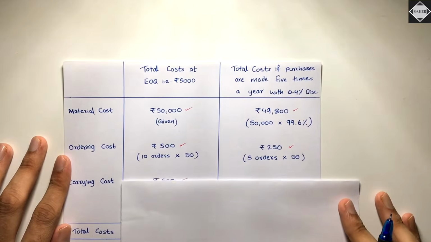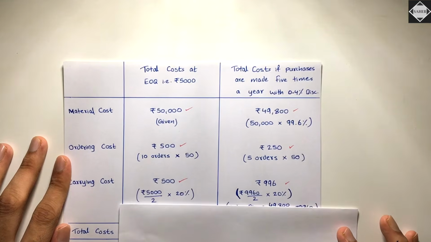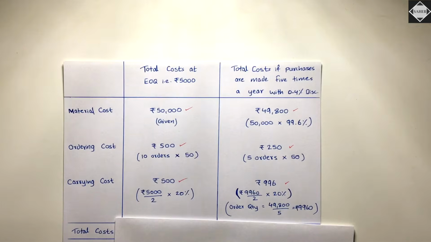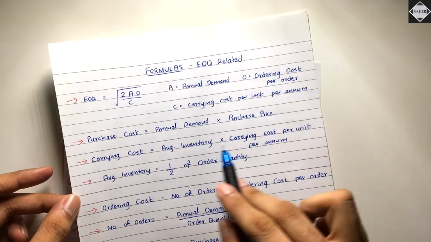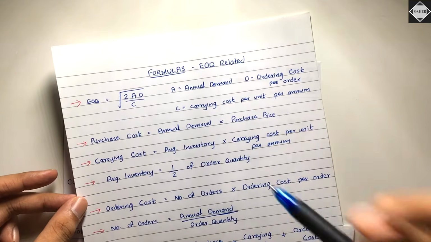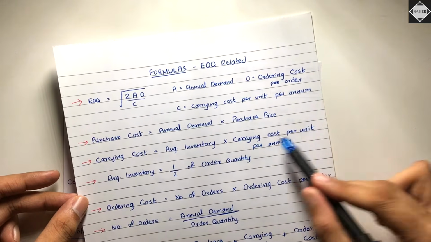After this, we have carrying cost. Now carrying cost can get a little bit complicated, but don't worry, it's really simple. First, see here under the EOQ policy. What's happening in the EOQ policy? What's the formula of this carrying cost? Total carrying cost is average inventory into carrying cost per unit per annum. Now understand, in this question, we don't have carrying cost per unit per annum.